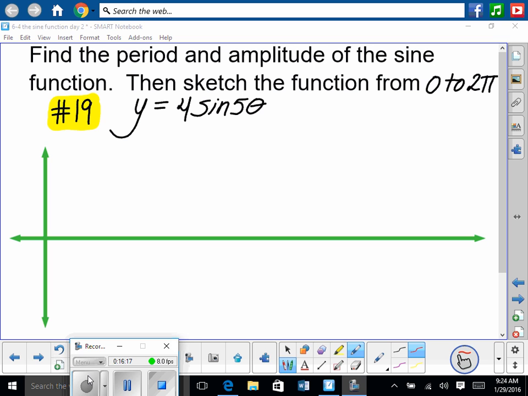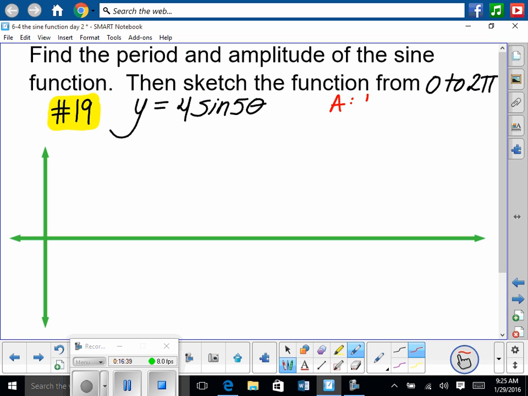So it says, find the period and amplitude of each sine function. Then sketch the function from 0 to 2 pi. So did it say that we're only sketching one cycle? No, we're going to sketch however much we need to get to 2 pi. So the first thing I do with something like this is say, well, pretty much the same steps. What's my amplitude?